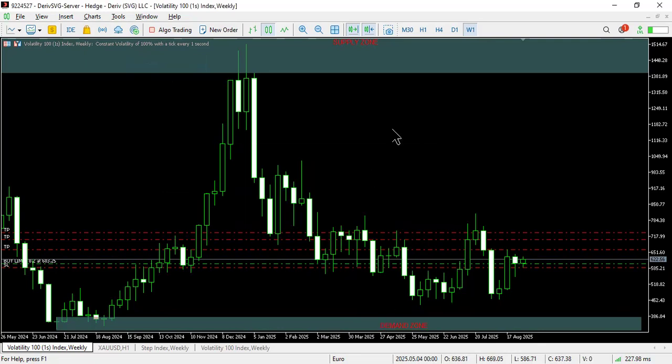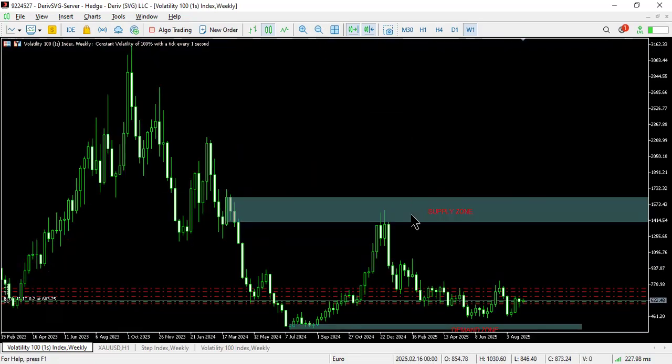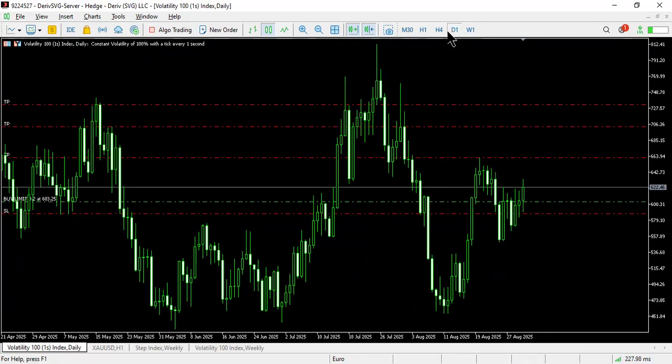That is all we do on the weekly time frames to just mark our key levels. As you can see, price is now moving from the supply zone headed to the demand zone. However, it's not yet there. And then we go to our daily time frame.